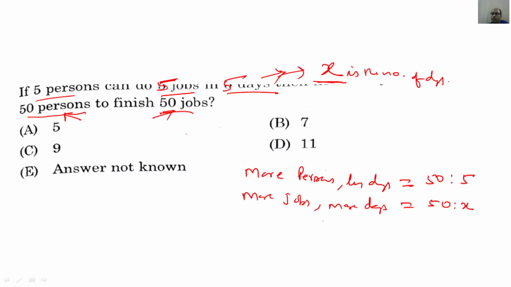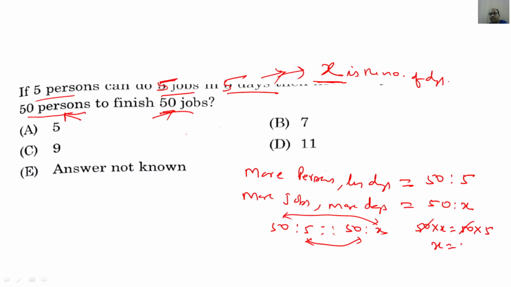Now we have to solve it. So 50 is to 5 as 50 is to X. This is called a proportion. Now again, product of extremes will be equal to product of means. So 50 into X is equal to 50 into 5. This 50 will get cancelled. So X equals 5. So 5 days will be taken to finish 50 jobs by 50 persons.